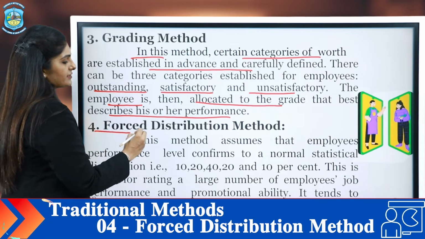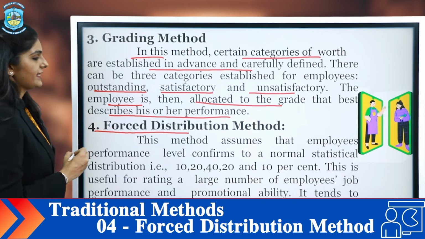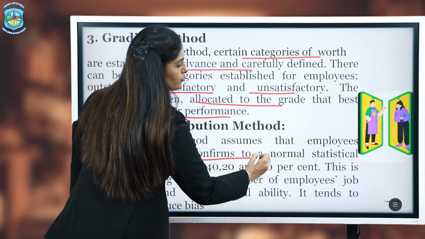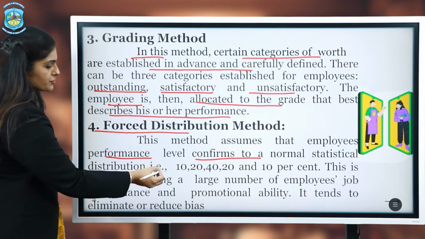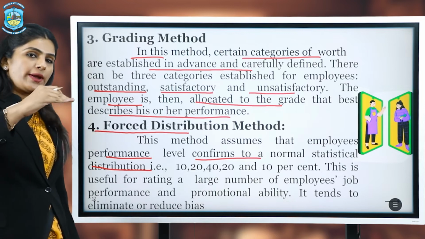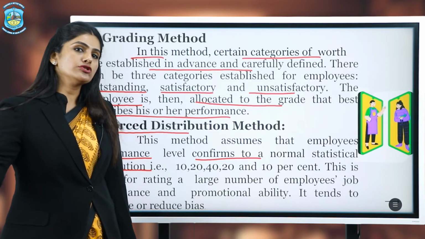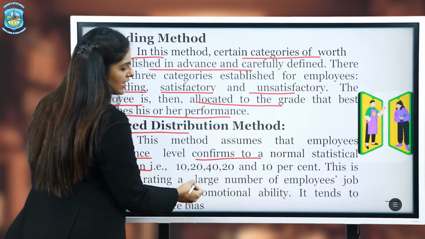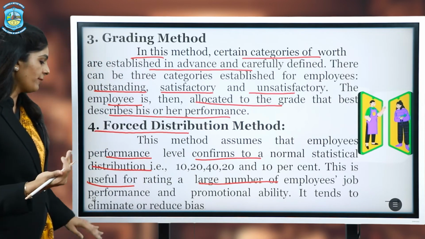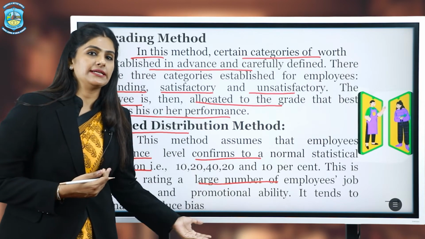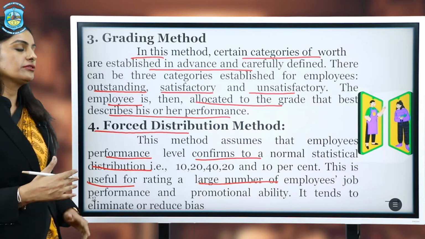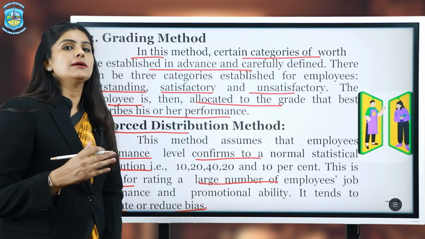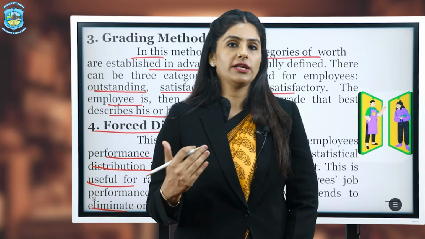In the next method, the forced distribution method, we assume that the employees' performance levels conform to a normal statistical distribution, that is 10, 20, 40, coming down again to 20, 10 and so on. This is basically used for rating a large number of employees' job performance and also their promotional ability. Basically, through this method, the rater tries to reduce or eliminate the bias of the rater in the organization.